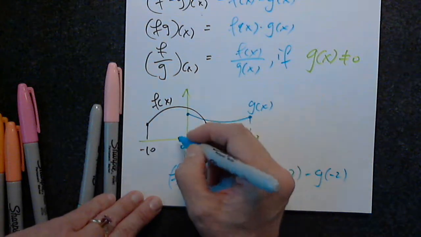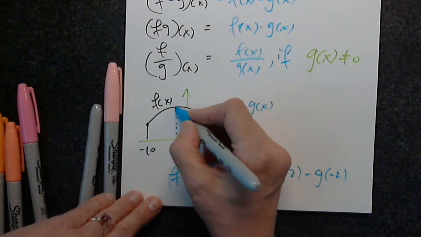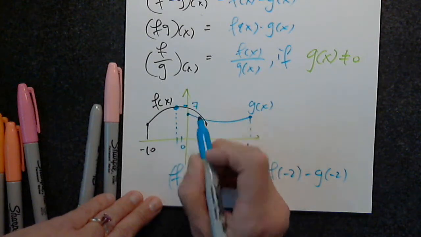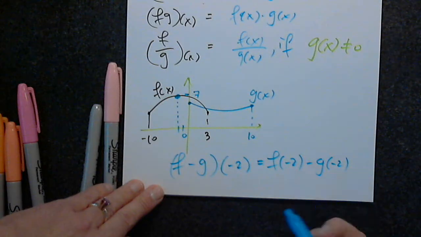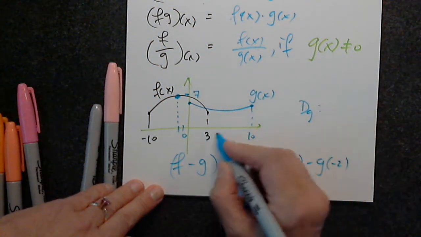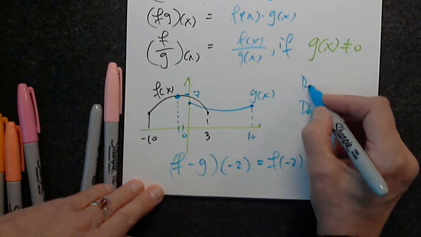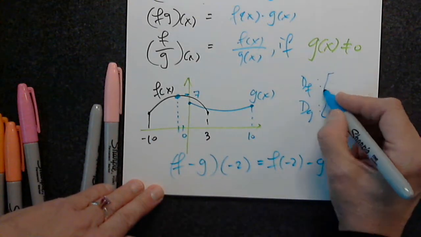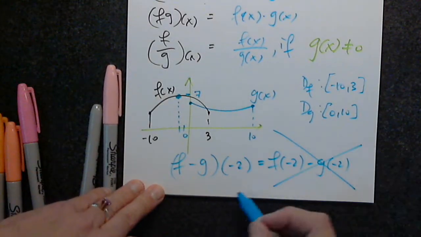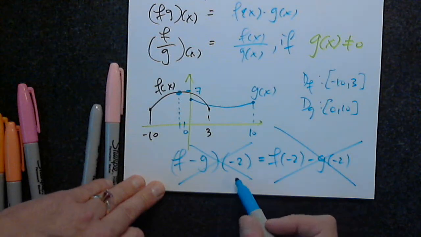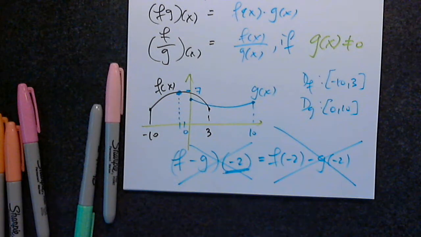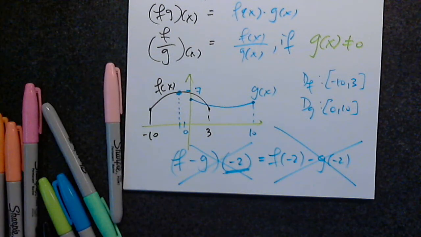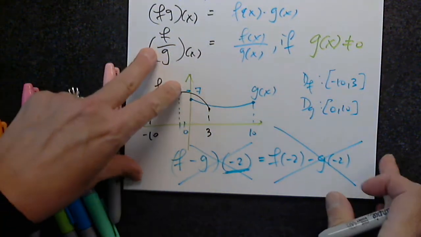So f of -2 is this height. I don't know, let's say it's 7. But what about g of -2? G is not defined at -2. The domain of g is between 0 and 10. The domain of f is between -10 and 3. So this function cannot be created for this value. So then for which values can I ask you to create any of these four functions? For which values of x? Of course. What do you think that is called?